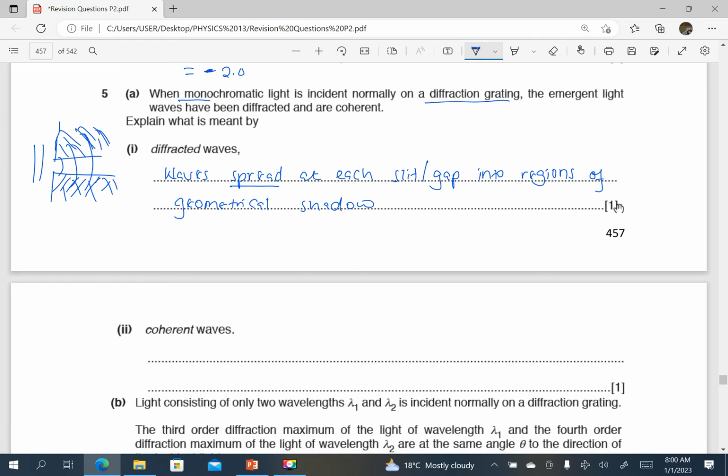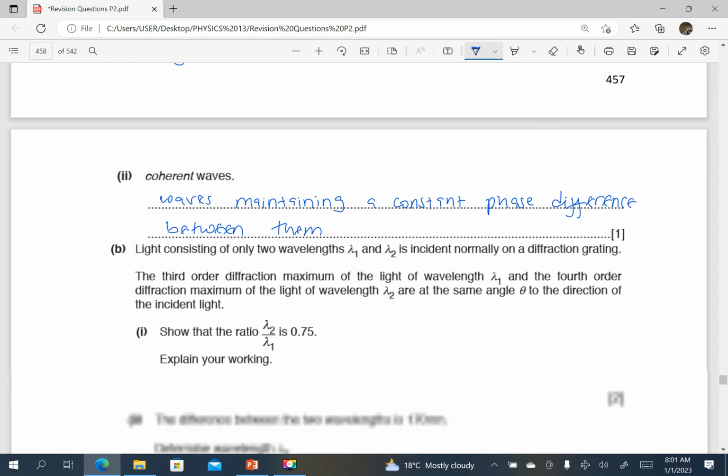Coherent waves. We know what we mean by coherent waves. The word coherency means maintaining a constant phase difference between two waves. So coherent waves, these ones are waves which maintain a constant phase difference between them. Those are coherent waves, waves maintaining a constant phase difference between them.